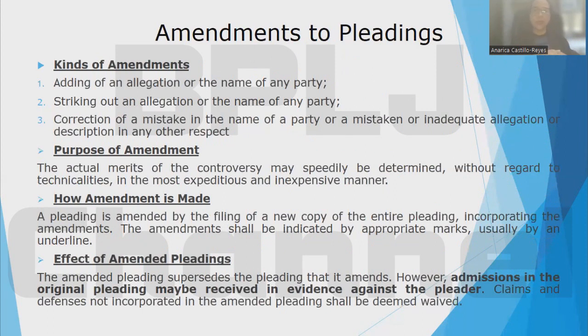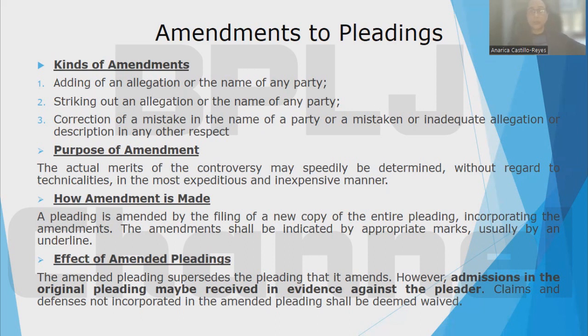What are the kinds of amendments? First, adding an allegation or the name of any party. Second, striking out an allegation or the name of any party. Third, correction of a mistake in the name of a party or a mistaken or inadequate allegation or description.